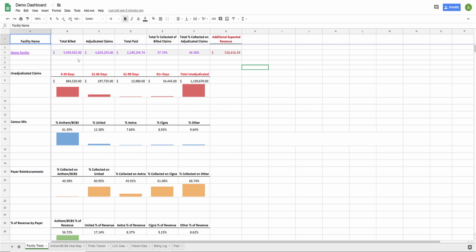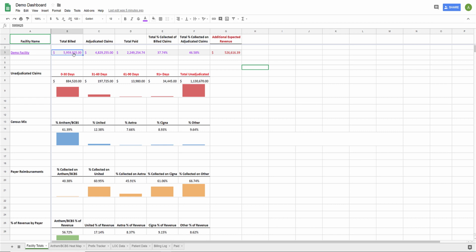Okay, so let's just start with the basics. So total bill. This is a theoretical, this is a fake facility. It's actually one of our facilities' financials, but obviously all the protected health information, or PHI, has been removed from this so that we can show it to you. This particular facility has billed approximately $6 million in claims. Okay, this is an out-of-network substance use disorder facility, this particular one.